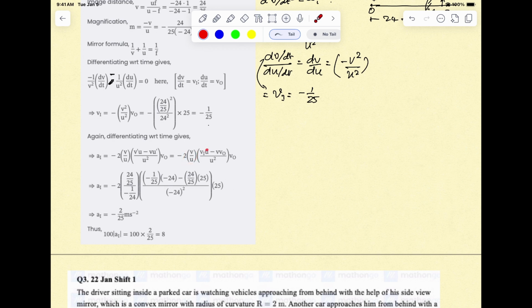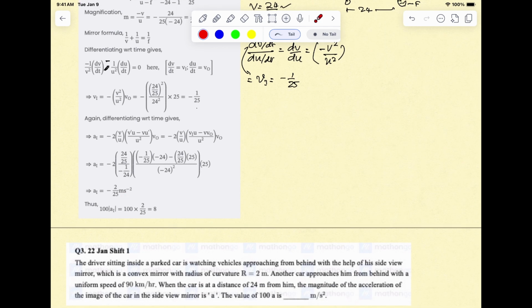What have you got? This is now velocity of image. You have already got it as minus 1 by 25. Then u is equal to minus 24. Then v equal to 24 by 25. And the velocity of object already is given data, which is 25, divided by u squared, which is 24 squared. Therefore, putting all these values, you will get the acceleration of the image as minus 2 by 25, which is nothing but equal to 0.08.